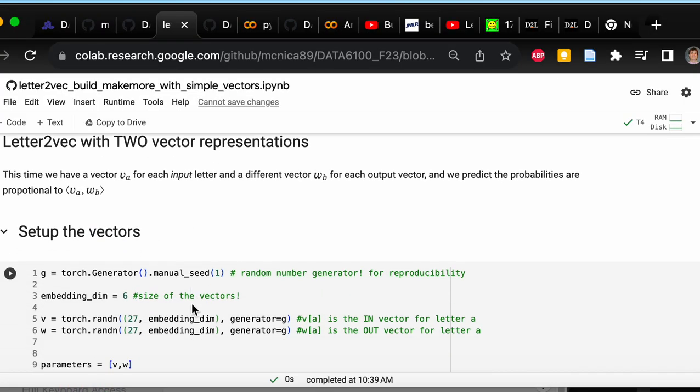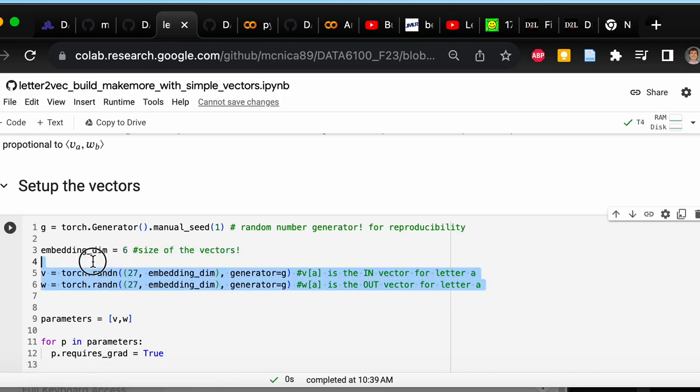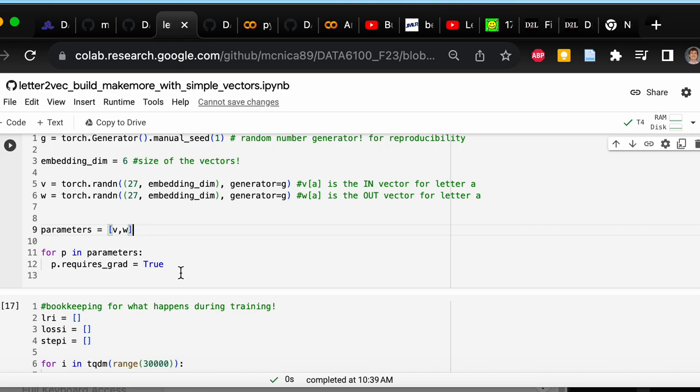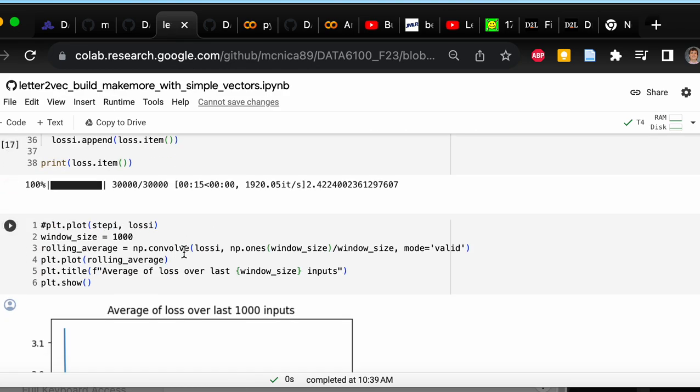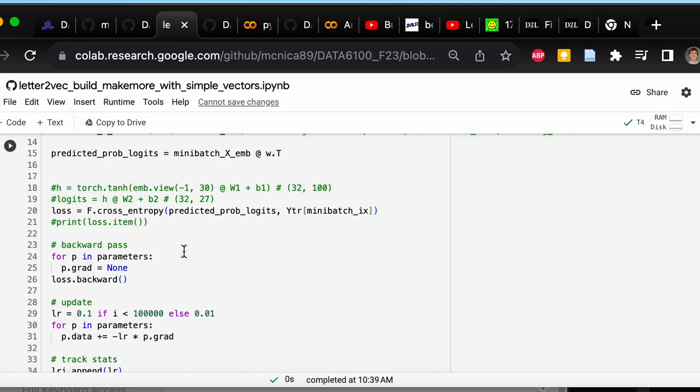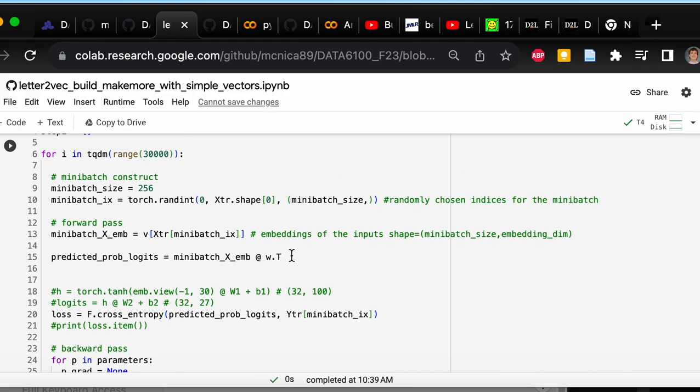So let's see how this works. Here, instead of having just V, I have V and W. The parameters are now V and W. I do the same gradient thing as before, and I do the same training as before. Everything is the same. The only difference is in this line. All the code is identical, except instead of doing v.transpose, I do w.transpose. So you embed, this is the embedding with V, and then you go from embedding to logits with W.